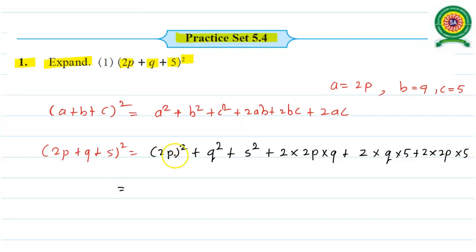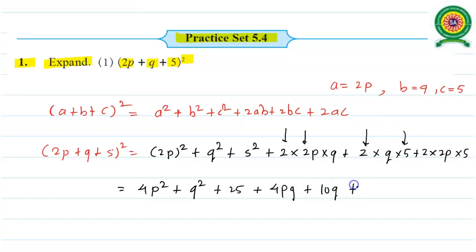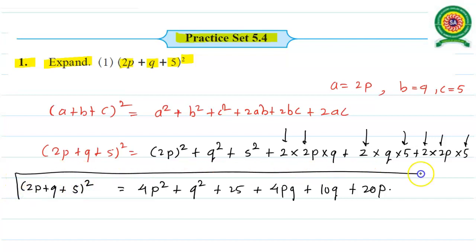Let's separate out the squares here. 2 square becomes 4 into p square, q square as it is, 5 square is 25. Now 2 2s are 4, so we get 4pq, plus 5 2s are 10, so 10q, plus 2 2s are 4, 4 5s are 20, so 20p. Thus we have the expansion of (2p + q + 5) the whole square.